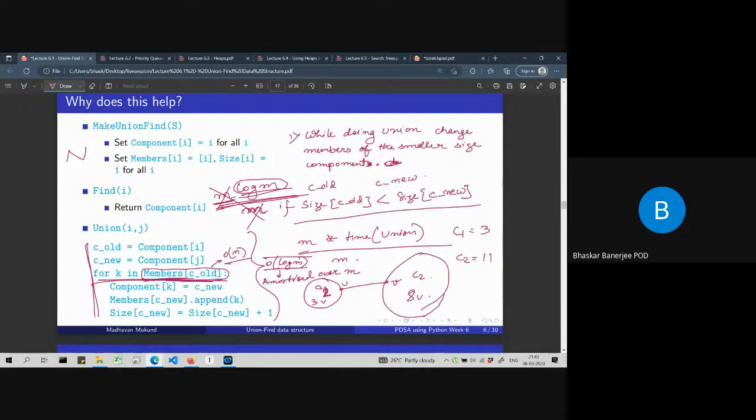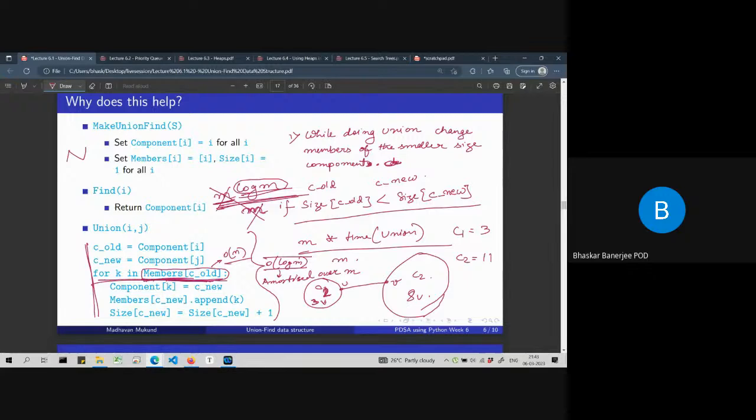So how did we get log m? I understood it's doubling, but how did we get m inside the log? So if you are doubling up, that means what? You are changing the component value of these three vertices, which was C1, right? You are changing it to C2, correct? Yes.